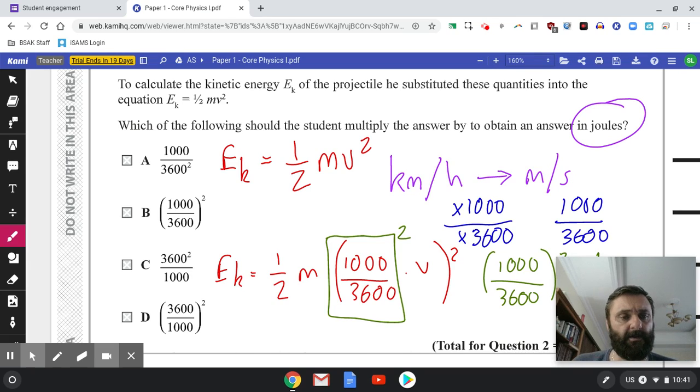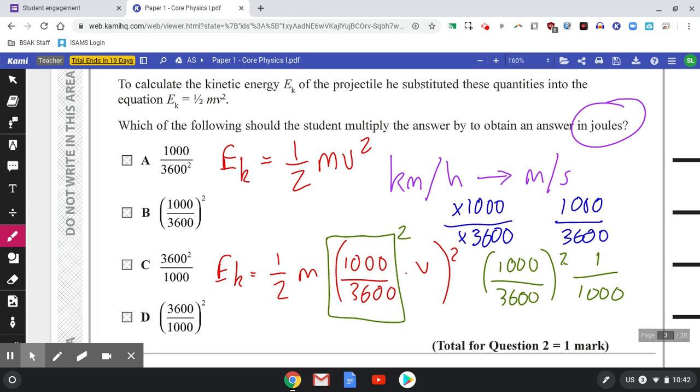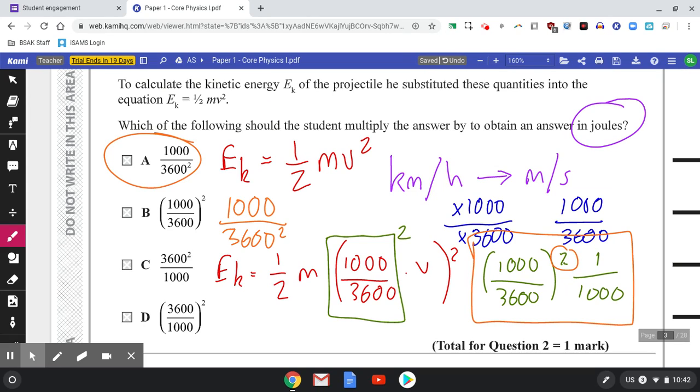Right, so question two. Video cut off the last one. Yeah, question two. This is our conversion factor here. So obviously, one of the thousands cancels. So the actual conversion factor is 1,000 over 3,600 squared. So the answer is A.